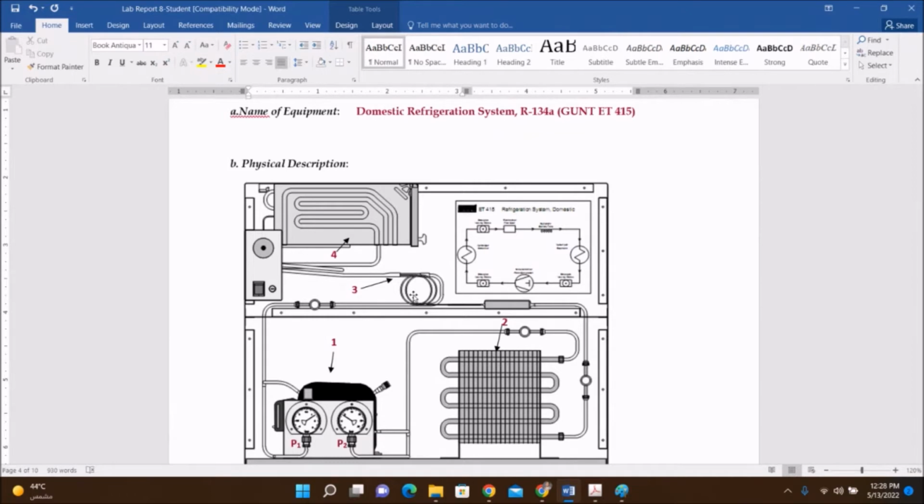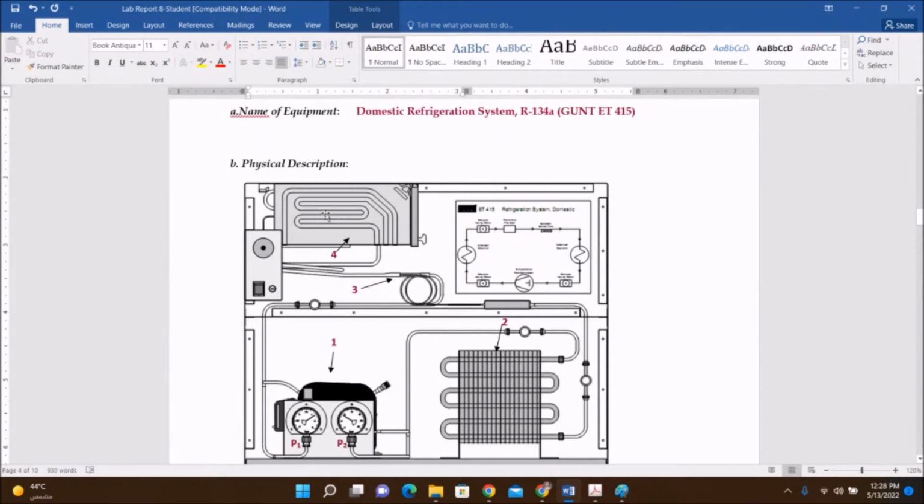Then some of the liquid splashes. Then at the outlet of the throttling, you will get some vapor and some liquid. So it is a mixture. You will get a wet mixture. So this mixture goes to the evaporator.